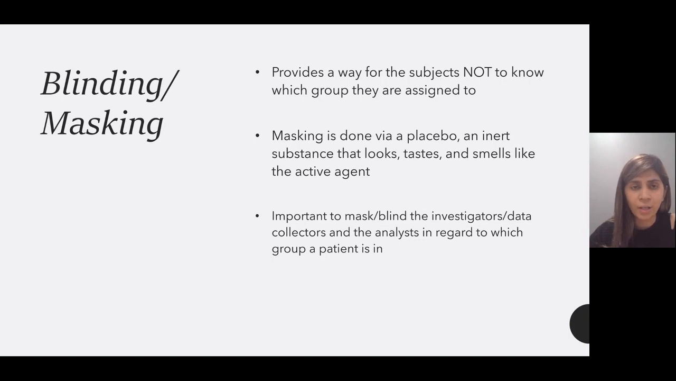Masking is done via placebo. Placebo is an inert substance that looks, tastes, and smells like the active agent. Through the placebo, the participant in the control group doesn't know if he's receiving the intervention or not. It's important to mask investigators, data collectors, and analysts in regard to which group a patient is assigned to.